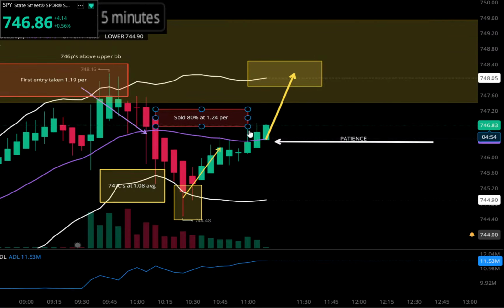And again, I just have my conditional order set to that 748.15. Again, set it to an odd number, so if you're targeting the 748.16, have it set to 15 or 17.